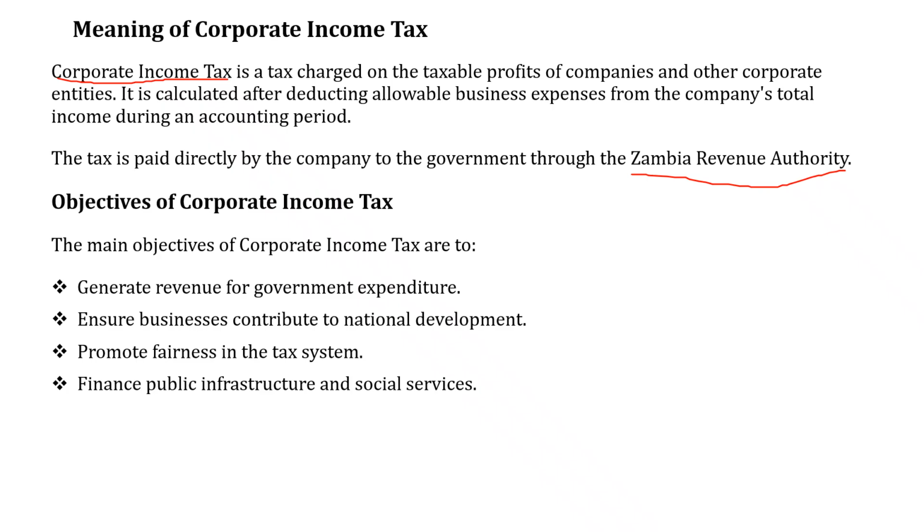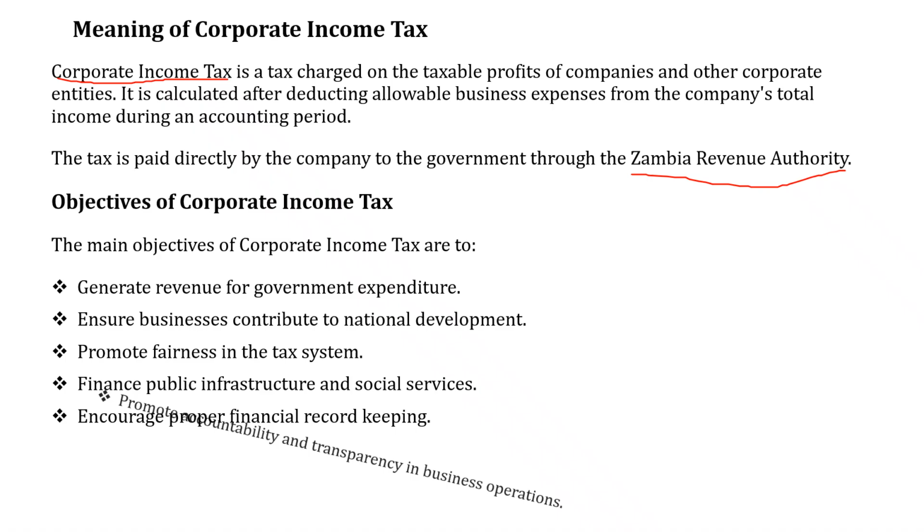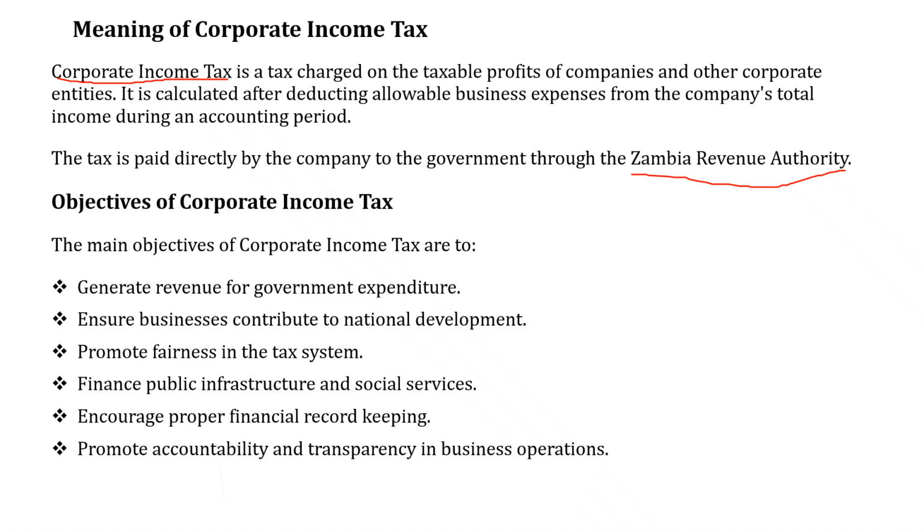We have social services, and we also have public infrastructure. The objective of corporate income tax is to finance that infrastructure and those social services for the benefit of the people of Zambia. Another objective is to encourage proper financial record keeping. This is very important. Another objective is to promote accountability and transparency in business operations. Then another objective is to support sustainable economic growth.